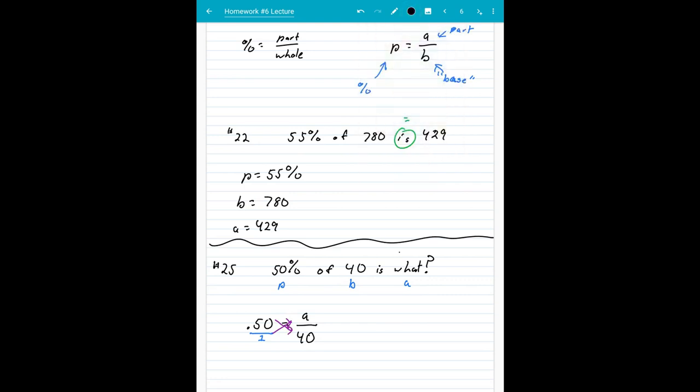1 times A makes A, 0.50 times 40. 0.50 is 50%, so 50% is half. If I take half of 40, that would be 20. Whenever we think about the word of, we'll usually think multiplication. And there's your answer. A is equal to 20.